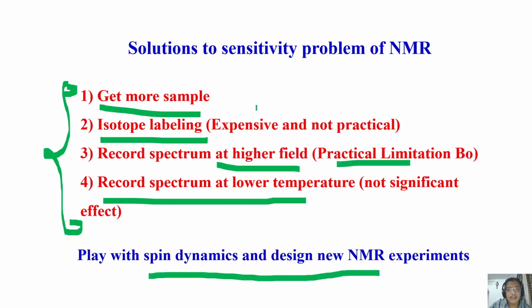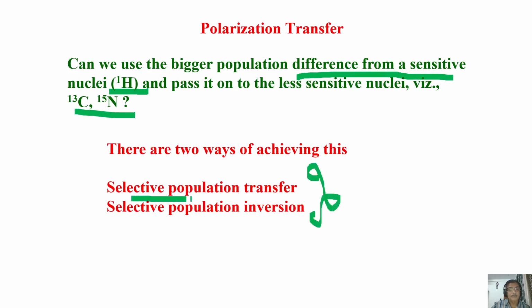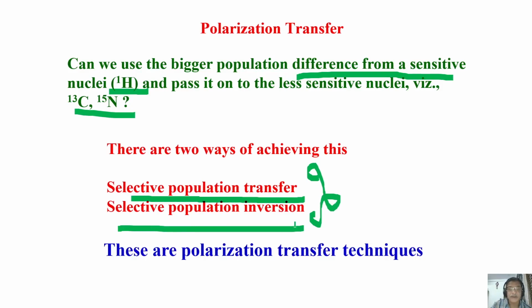So let us understand, in addition to this, how we can play with spin dynamics and design new NMR experiments. When you ask how to do the polarization transfer: take the population difference from a more sensitive nucleus like proton and give it to carbon and nitrogen. There are two ways of doing this. Remember, one is selective population transfer, the other is selective population inversion. How these two techniques enhance the signal intensity, let us understand today.